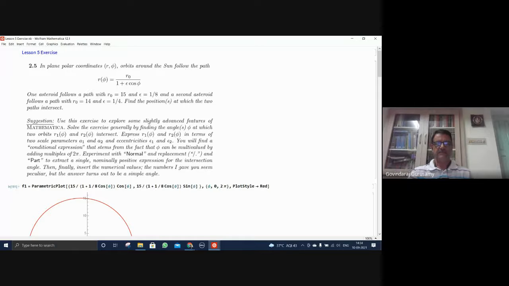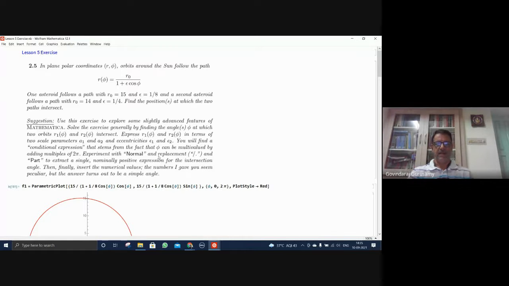Use this exercise to explore some slightly advanced features of Mathematica. Solve the exercise generally by finding the angle or angles phi at which two orbits R1 of phi and R2 of phi intersect. Express R1 of phi and R2 of phi in terms of two scale parameters A1, A2 and eccentricities epsilon 1 and epsilon 2. You will find a conditional expression that stems from the fact that phi can be multi-valued by adding multiples of 2 pi.